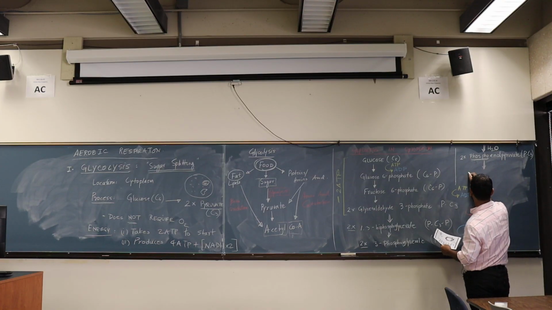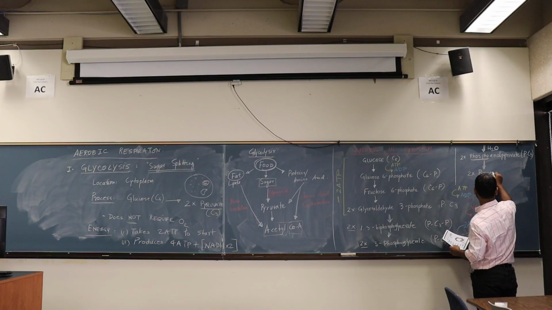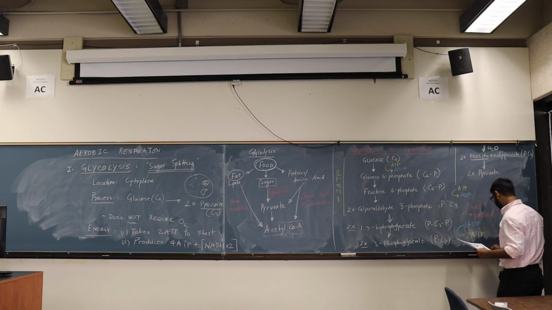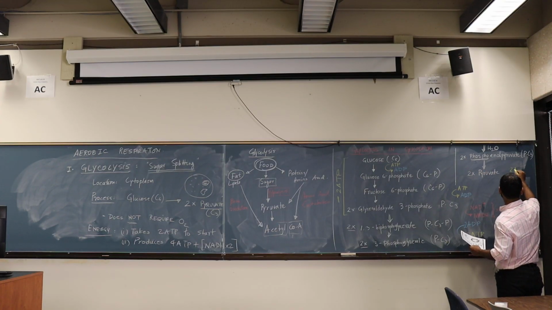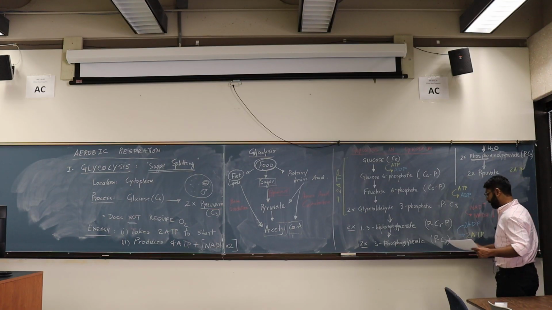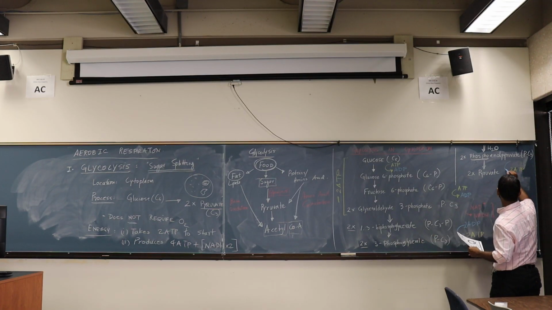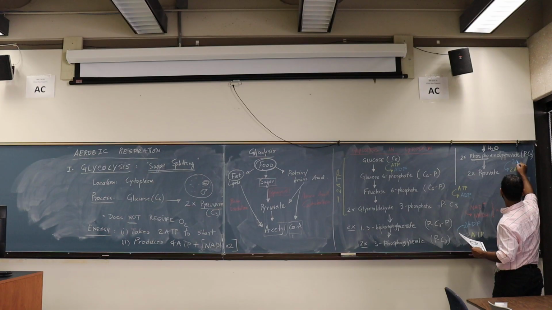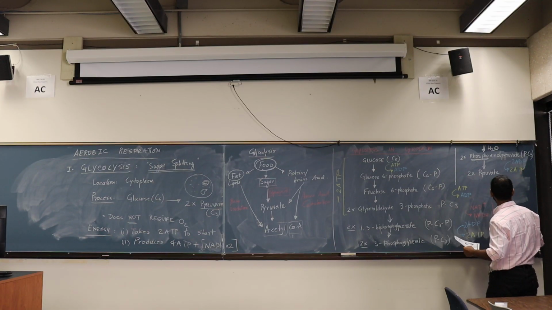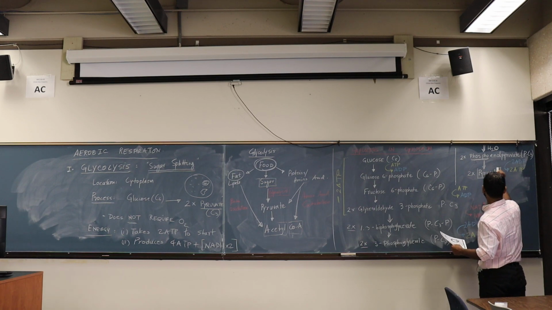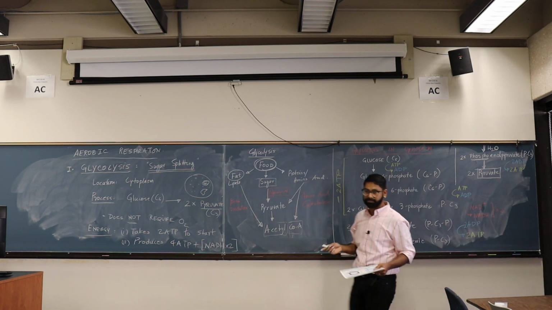So exactly that happens. So this becomes a pyruvate, and 2 ATPs are produced from 2 ADPs. This is the end of the glycolysis cycle.